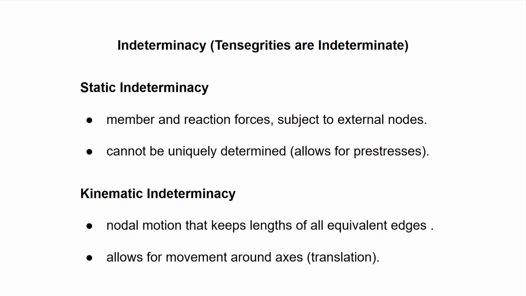Static is where you have the static shape, and you have these indeterminacies in that. Then you have kinematic indeterminacies, which are when the thing is under translation and rotation. This is where we have nodal motion that keeps the lengths of all equivalent edges the same. And then this allows for movement around axes, so this allows for translation. So that's as far as I've gotten into this.